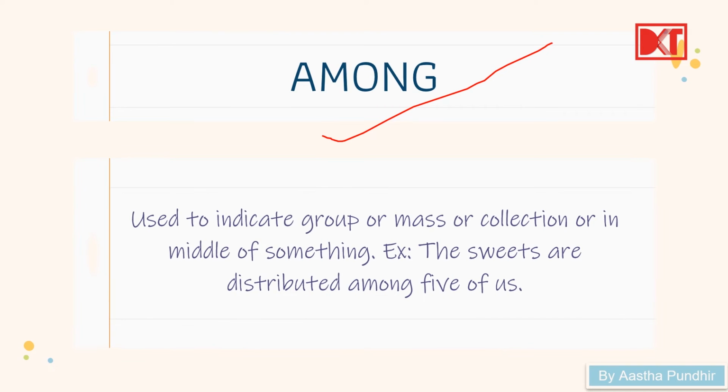Among. So when is this preposition used? Used to indicate group or mass or collection or in the middle of something. Example, the sweets are distributed among 5 of us. Among पांचों के बीच में ये sweets जो हैं distribute हुई हम सब में. Group or mass or collection in the middle of something. Okay.